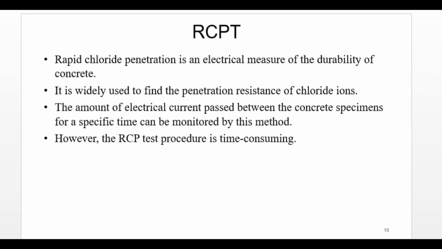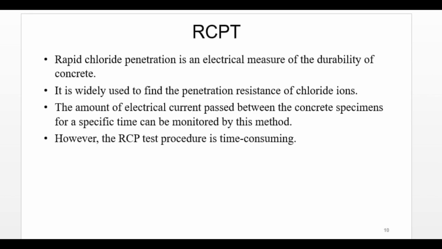RCPT test. The rapid chloride penetration test is a simple and quick way to evaluate the concrete's resistance to chloride ions. The test involves applying a constant voltage to a concrete specimen and measuring the amount of electric current that passes through it over a set period of time. The test results are used to rate the concrete's resistance to chloride ions and predict the service life of concrete structures. A 50 mm thick and 100 mm diameter concrete specimen is saturated with water.